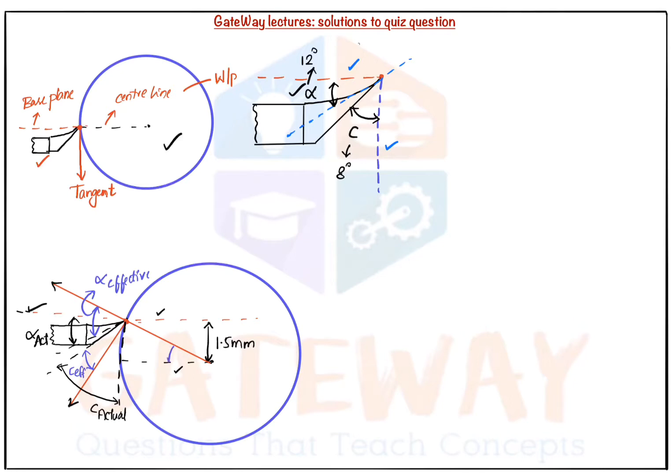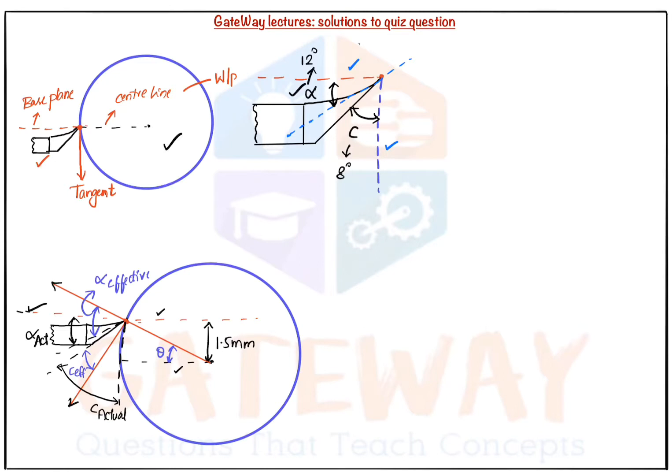And here this angle is said to be theta. Since it is placed 1.5 mm above the center line, the common normal will rotate by an angle of theta. By rotating the common normal, here the alpha effective is not equal to alpha actual and C effective is not equal to C actual. We'll calculate how they will be obtained, but initially first we need to know what is the significance of alpha effective and C effective.